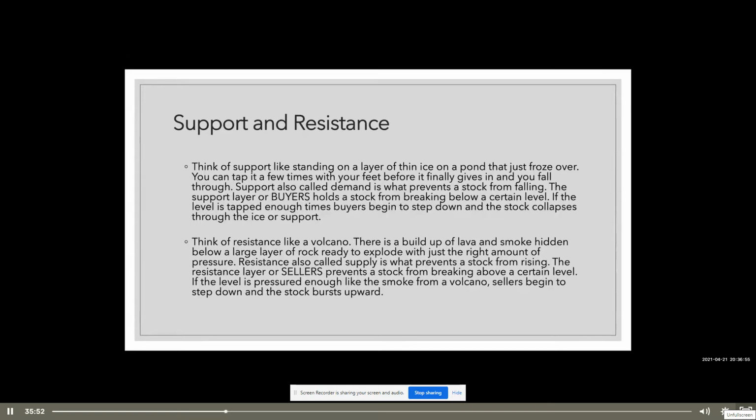You can also think of support like a floor. If you have a bouncy ball and you start bouncing it on the floor, that's going to be your support. The support is the floor. That's where buyers want to hold up a certain price.